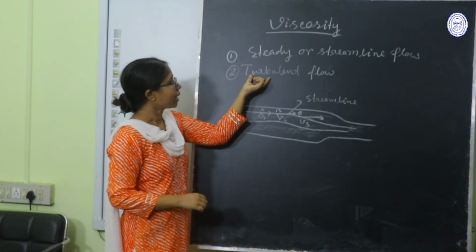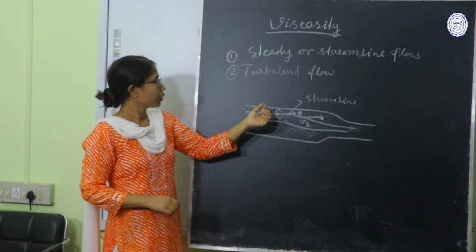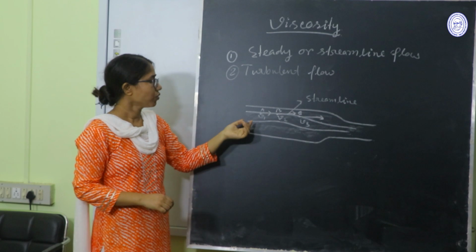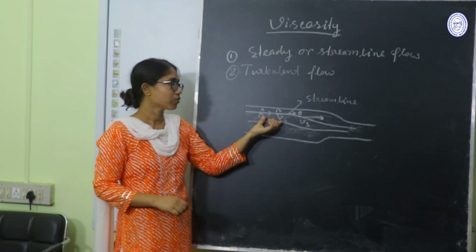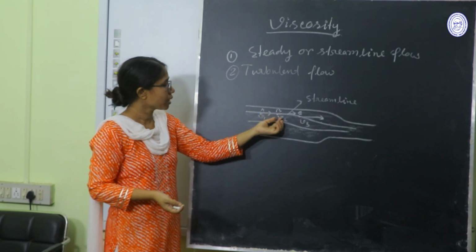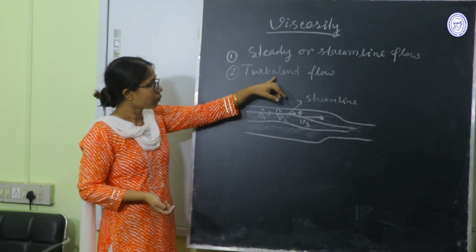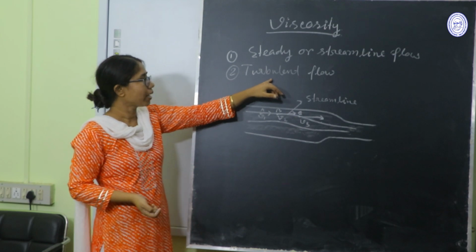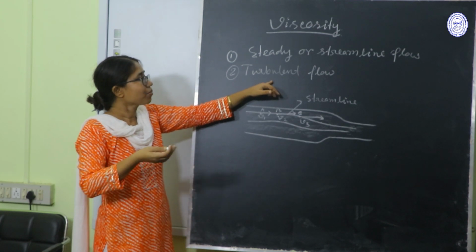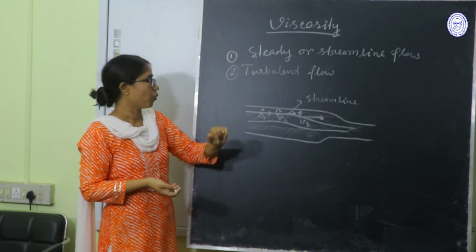Now, the second one, turbulent flow. Now, what is turbulent flow? In this type of flow, if we consider this fluid flowing through this tube, V1, V2 and V3 will not be constant throughout the time. V1 is changing continuously, spontaneously, V2 is also changing and V3 is also changing. So, in turbulent flow, the magnitude and the direction of velocity at a given point will change continuously. That type of flow is called turbulent flow.